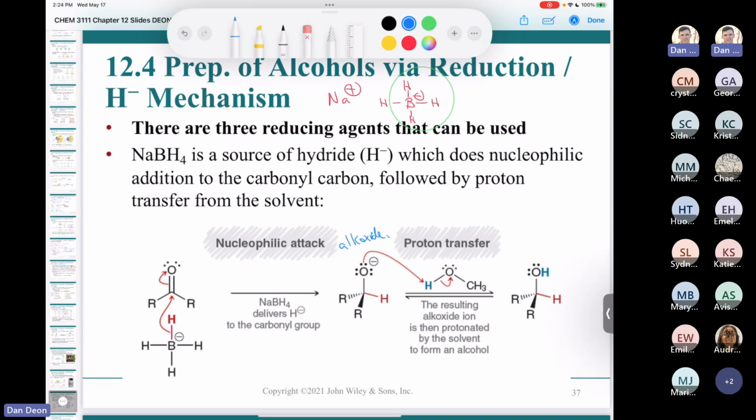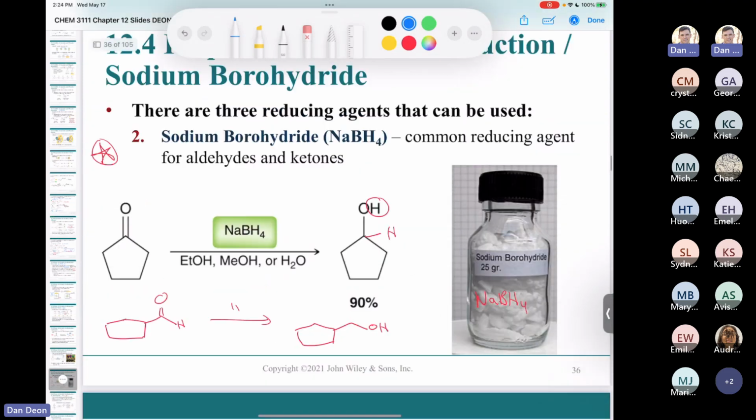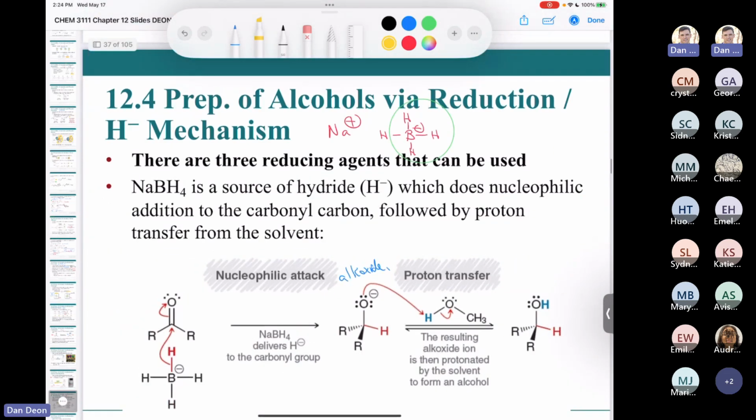And then what happens, since we do the reaction in a protic solvent like ethanol or methanol or water, as I have shown on the previous slide, and I forgot to mention it, we can use ethanol or methanol or water. Then in the second step, we remove a proton from that solvent. Here they're showing methanol as the solvent and the proton being removed from it.